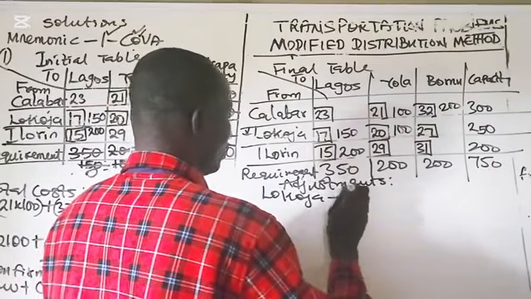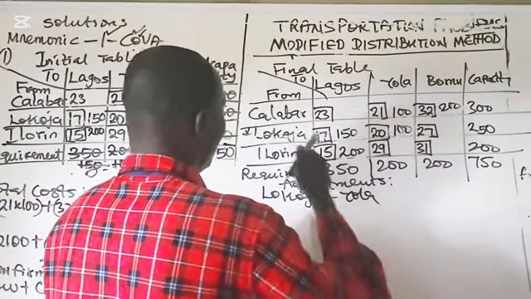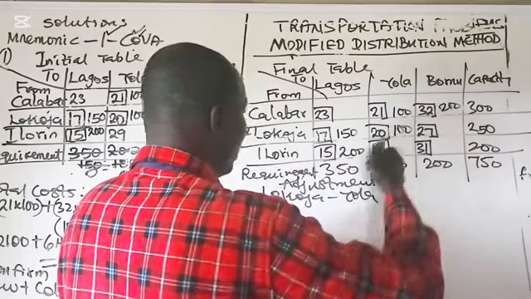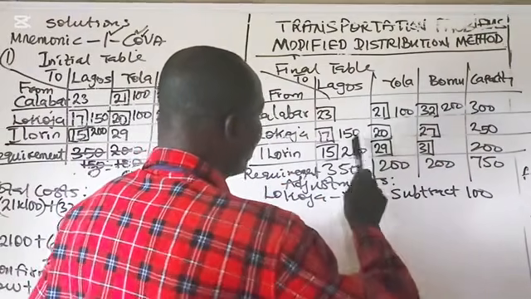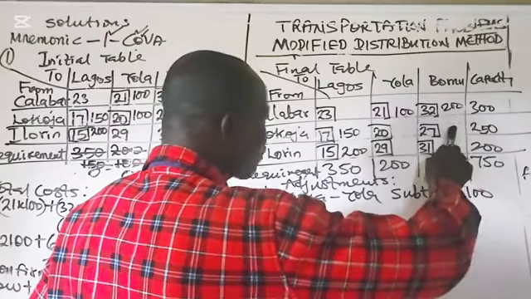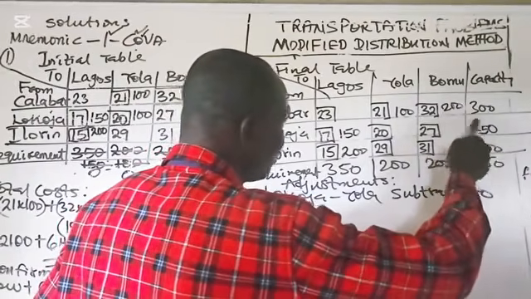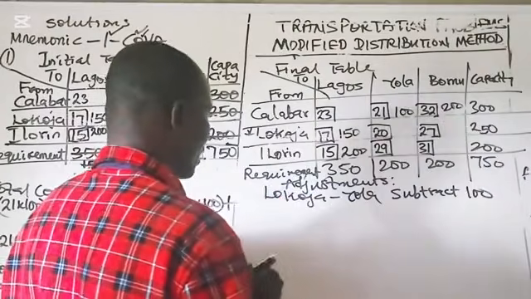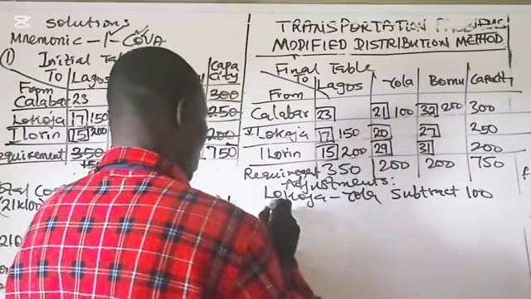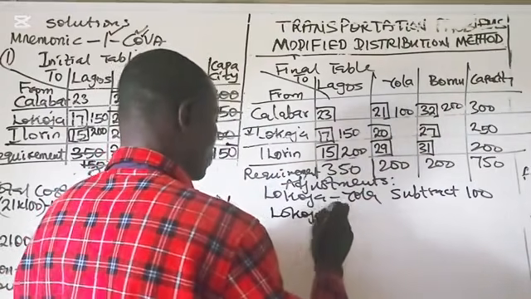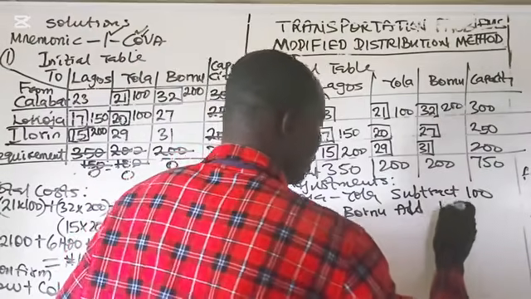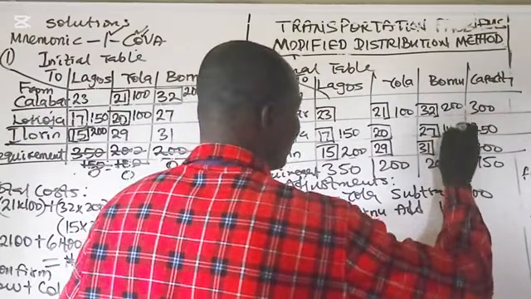Lokoja to Yola. Lokoja to Yola, because the 100 we want to subtract is under Yola. If 100 is subtracted from here, that means the only assignment left here is 150, and here you have 250. So that means 100 has to be added to another place within this. So we add that 100 to this place, which is Lokoja to Borno. So we add the 100 here.